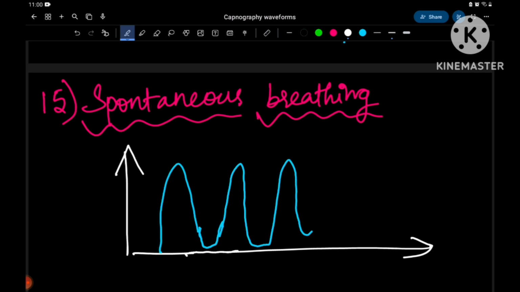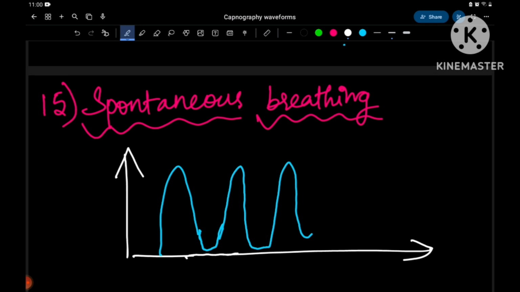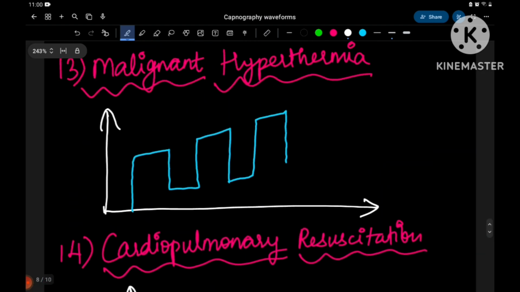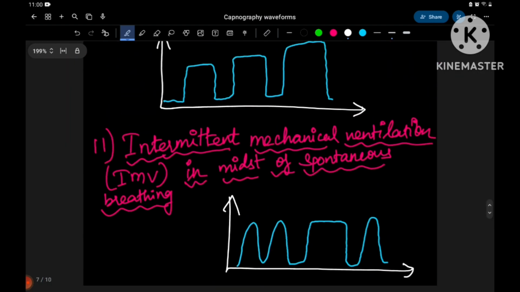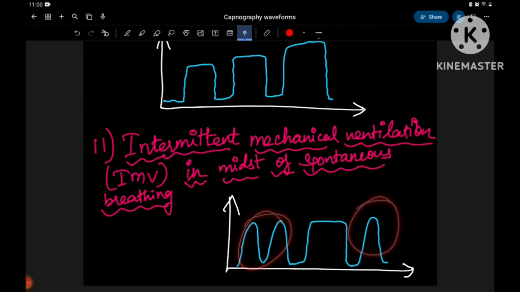Okay, so this is spontaneous breathing. We saw it in curare eclipse also, where there will be spontaneous breathing, and we saw it in intermittent mechanical ventilation. There also we saw, in the midst of spontaneous breathing, how an IMV will be there. We saw it, right? See the spontaneous breathing. Here itself we saw it.